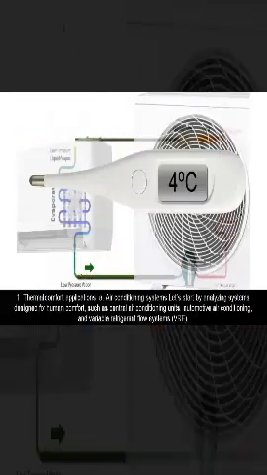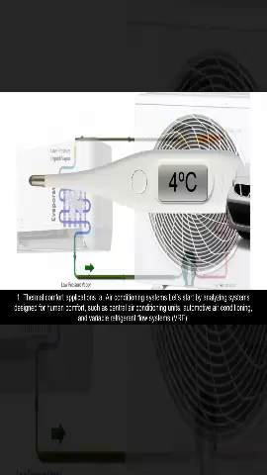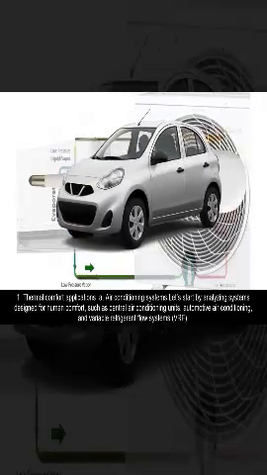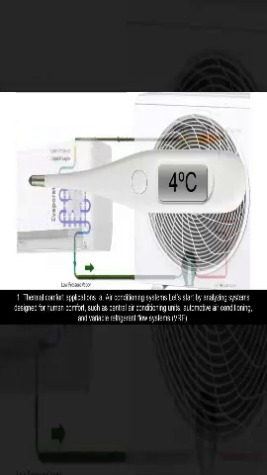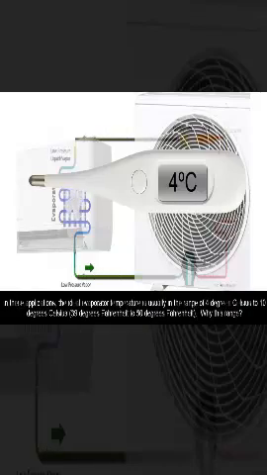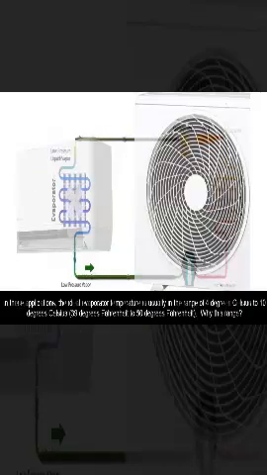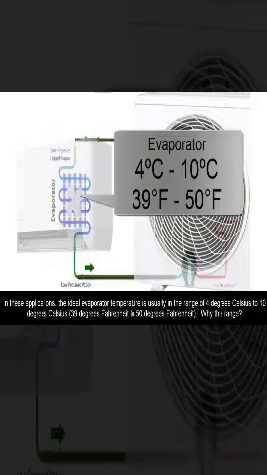A. Air conditioning systems. Let's start by analyzing systems designed for human comfort, such as central air conditioning units, automotive air conditioning, and variable refrigerant flow systems (VRF). In these applications, the ideal evaporator temperature is usually in the range of 4 degrees Celsius to 10 degrees Celsius, 39 degrees Fahrenheit to 50 degrees Fahrenheit.